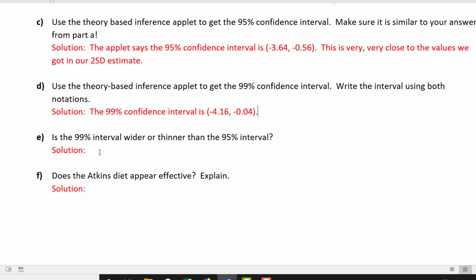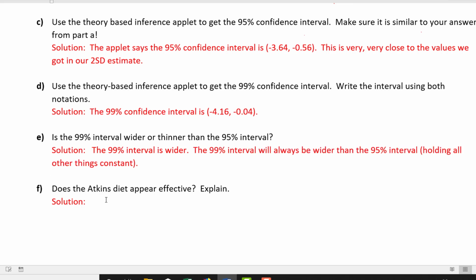Part E asked, is the 99% interval wider or thinner? So notice the 99% interval is wider. It goes all the way down to negative 4.16, whereas the 95 only went down to negative 3.64. And the 99% interval goes up higher. It gets closer to 0, so it's negative 0.04, whereas the 95 was only to negative 0.56. So it is a wider interval. And again, this is always true. A 99% interval will always be wider than a 95% interval, holding all other things constant.